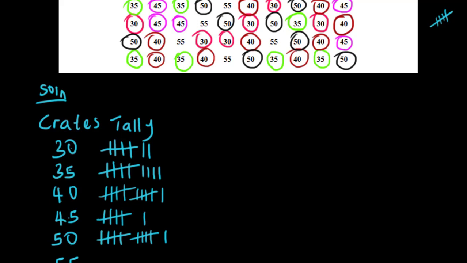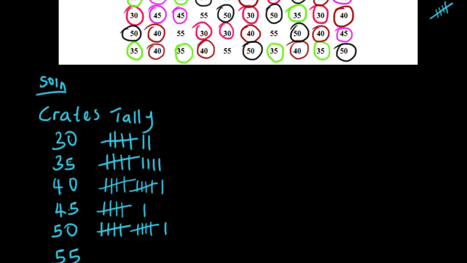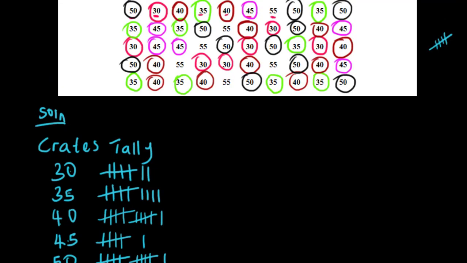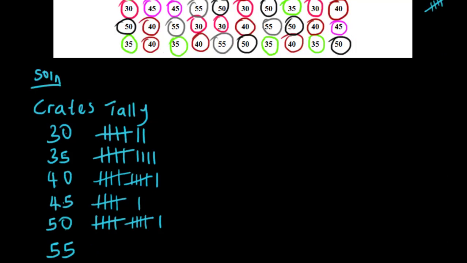Now we are left with 55. So let's try to get for 55. For 55 we have 1, 2, 3, 4, 5, 6. So we have six 55s. 1, 2, 3, 4, 5, then 6. Now the last thing we need to do is to create a column for frequency.